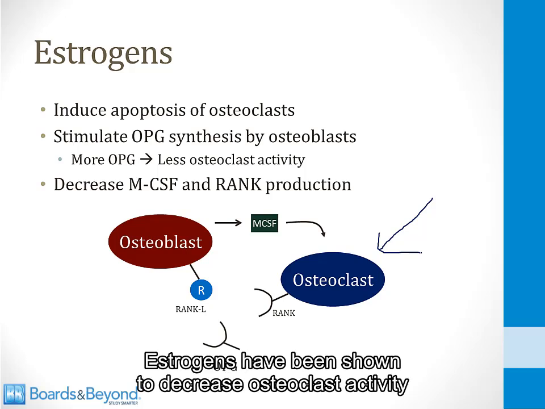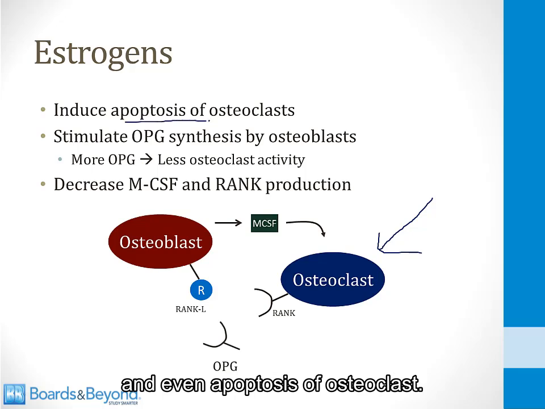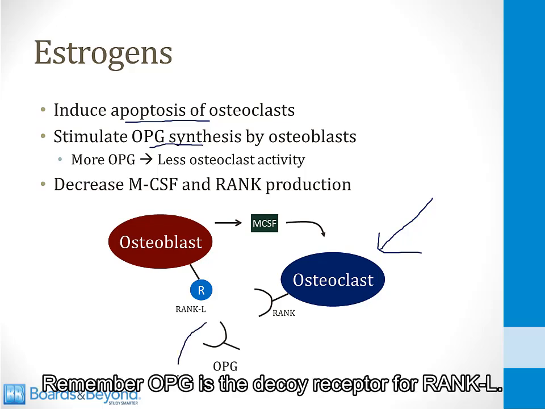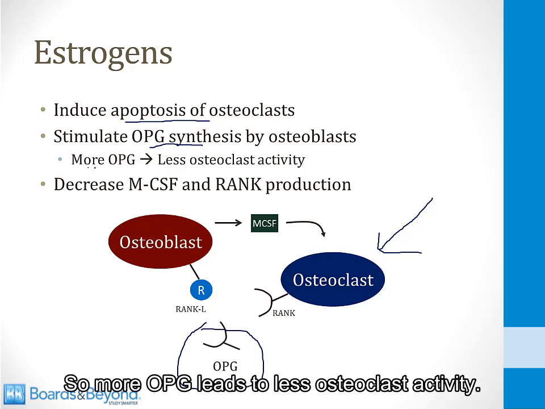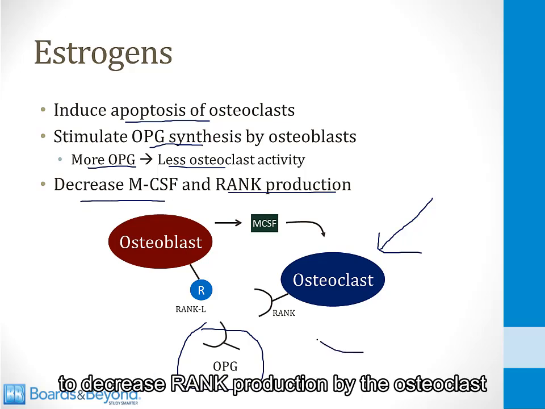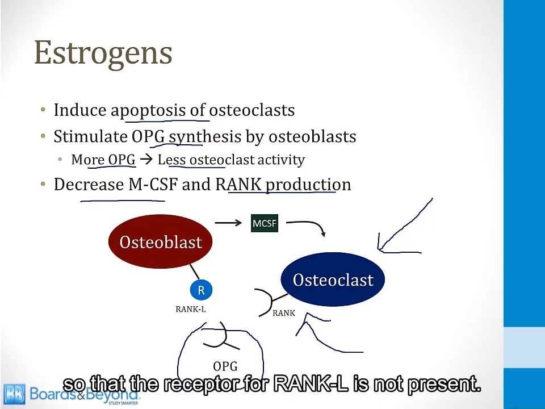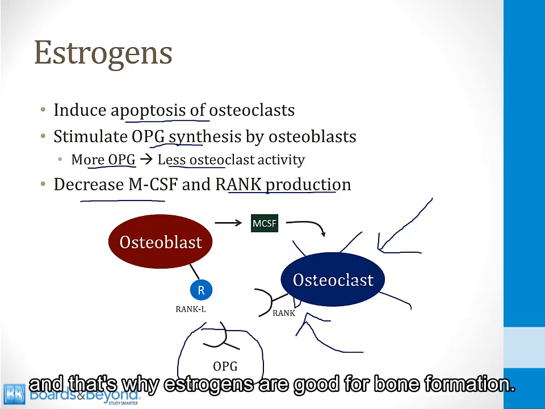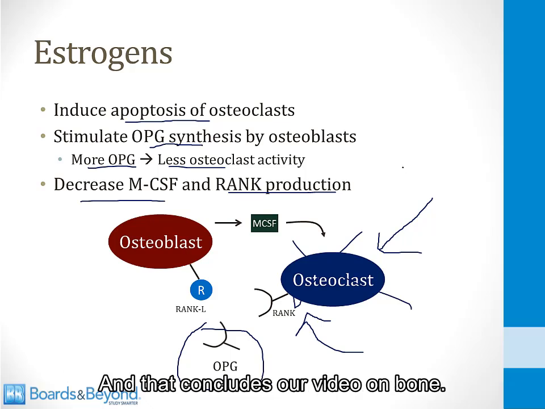Estrogens have been shown to decrease osteoclast activity and even induce apoptosis of osteoclasts. And the way they do this is through those same signaling systems we talked about earlier. Estrogens have been shown to stimulate OPG synthesis by osteoblasts. Remember, OPG is the decoy receptor for RANK L, so more OPG leads to less osteoclast activity. In addition, estrogens have been shown to decrease MCSF release by osteoblasts. They've also been shown to decrease RANK production by the osteoclast so that the receptor for RANK L is not present. And through all these mechanisms, you get less activity of osteoclasts, and that's why estrogens are good for bone formation. And that concludes our video on bone.